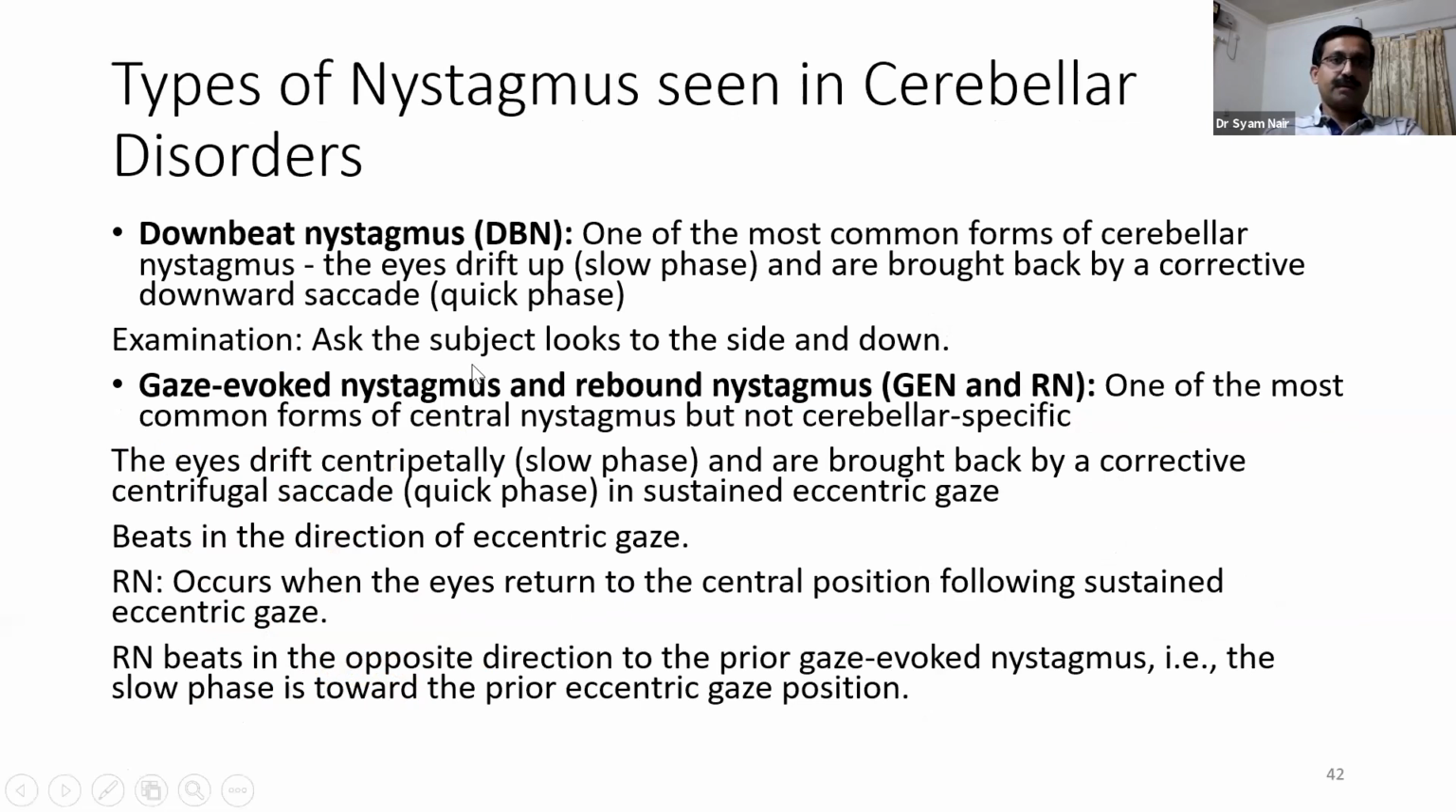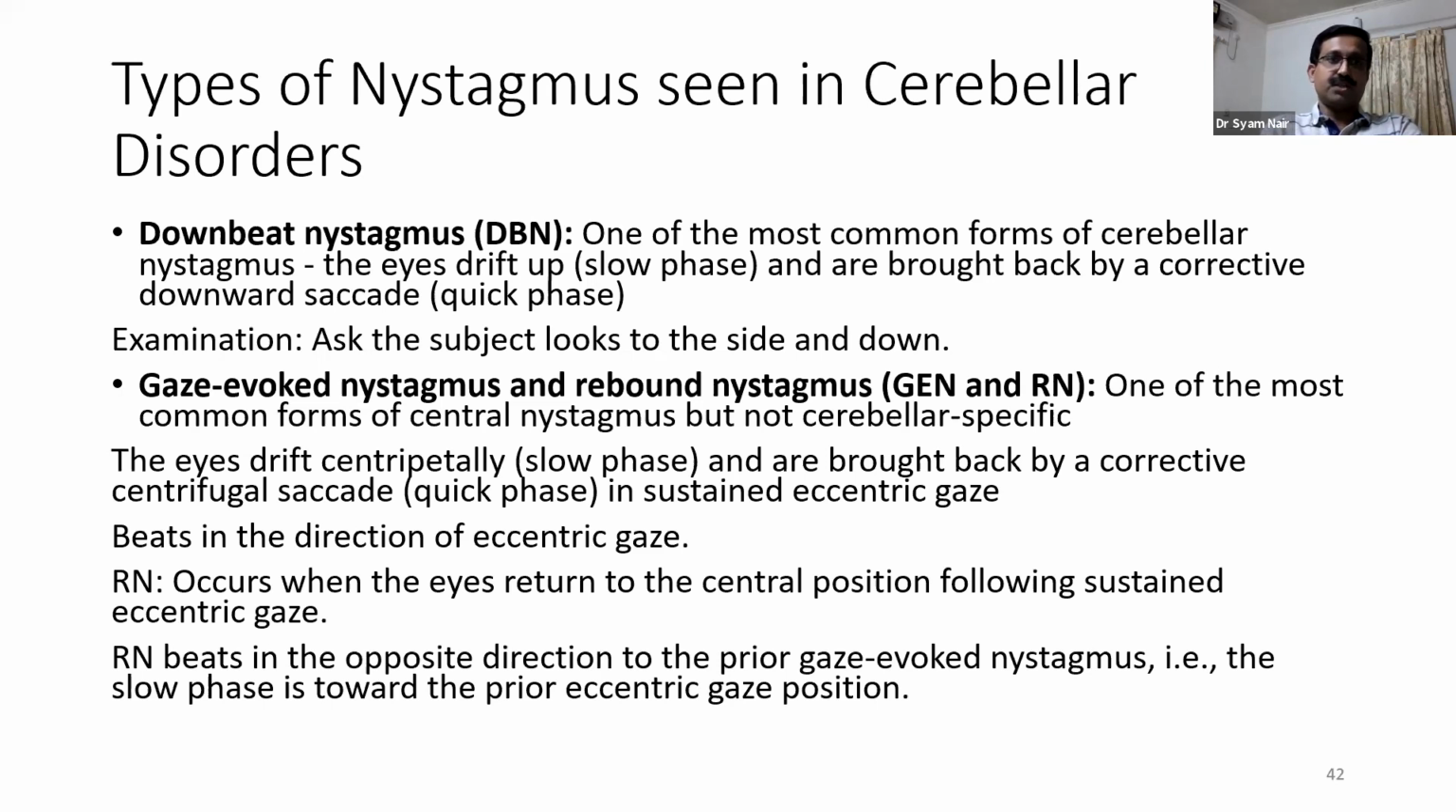And due to ocular instability, different types of nystagmus occur in cerebellar disease. Downbeat nystagmus is the most common one, where the fast component is towards downside. And this is elicited by asking the patient to look to the side and down. And then gaze-evoked nystagmus and rebound nystagmus are other types of nystagmus. These are one of the most common forms of central nystagmus, but these are not very cerebellar specific.